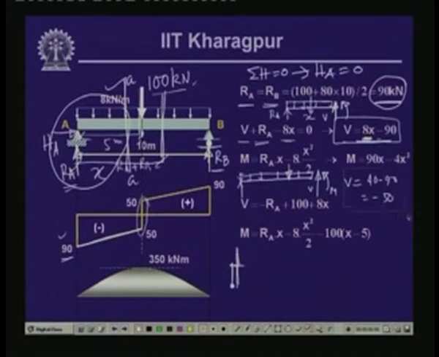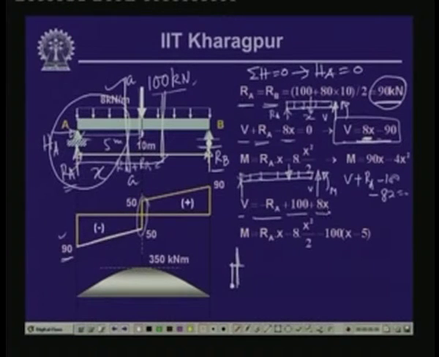Now, if we compute the value of shear force V, and if we take the equilibrium of the vertical forces, then V plus RA minus 100 kilonewton minus 8 times x equals 0. So, this gives us V equals minus RA plus 100 plus 8x.